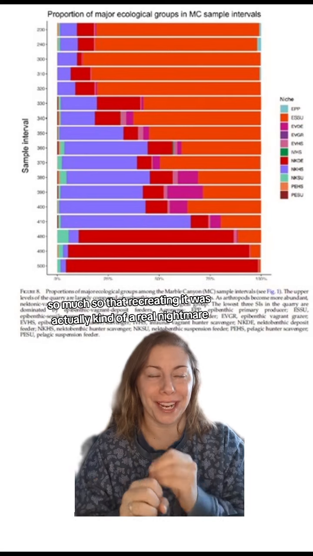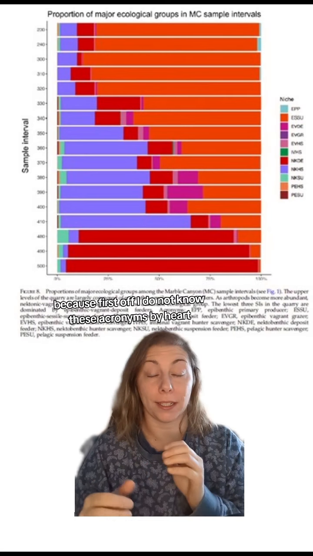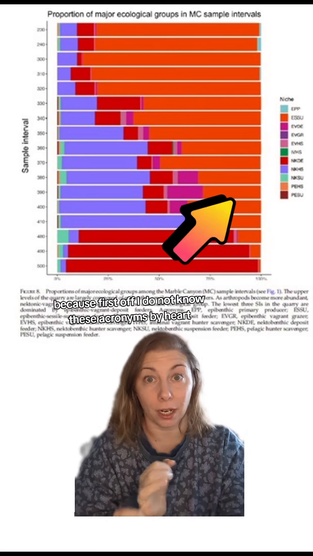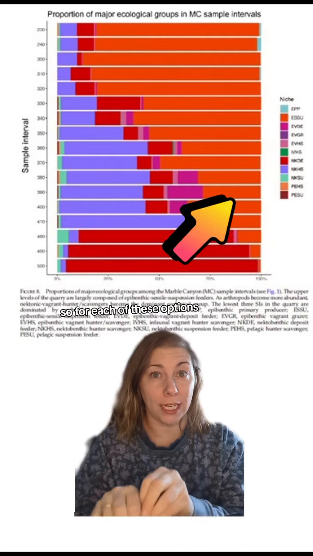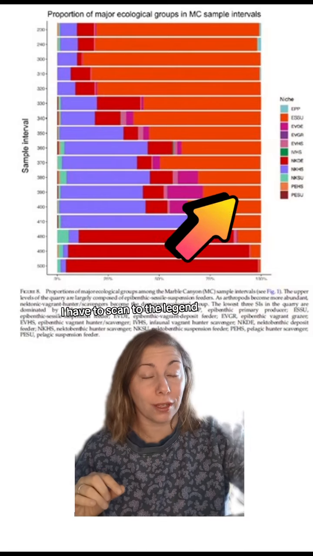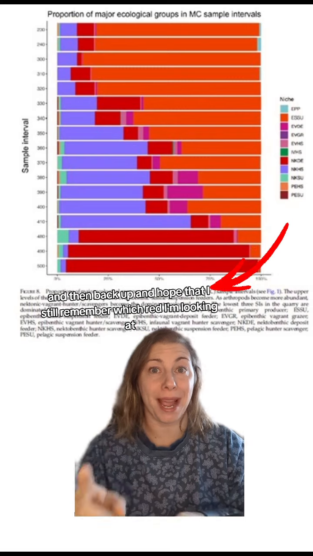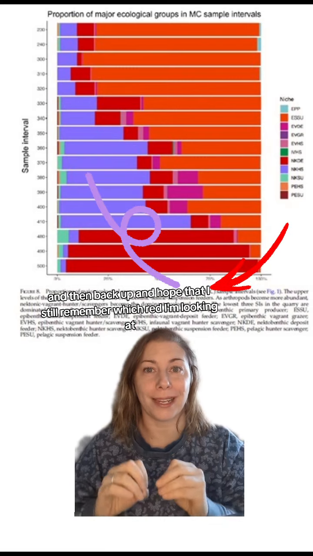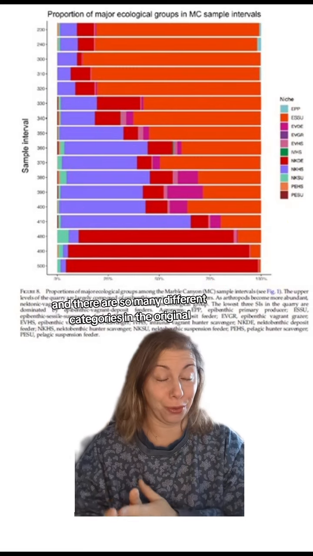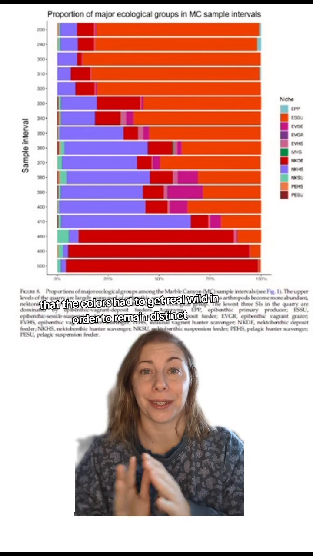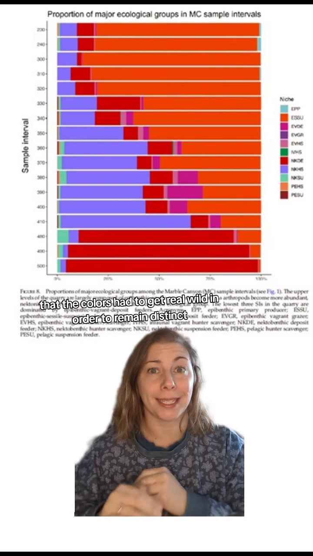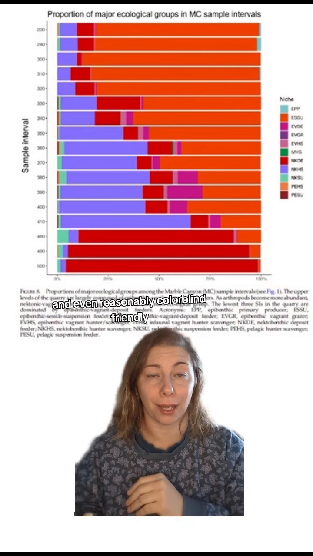So much so that recreating it was actually kind of a real nightmare because, first off, I do not know these acronyms by heart. So for each of these options, I have to scan to the legend, down to the caption, and then back up and hope that I still remember which red I'm looking at. And there are so many different categories in the original that the colors had to get real wild in order to remain distinct and even reasonably colorblind friendly.